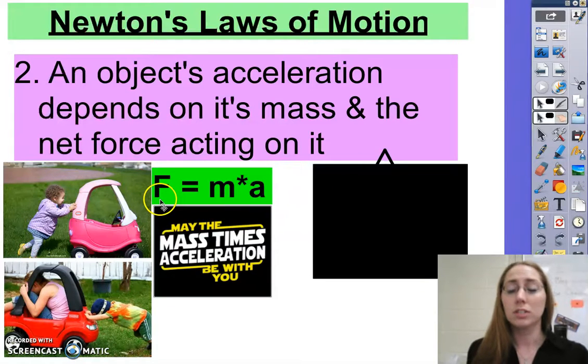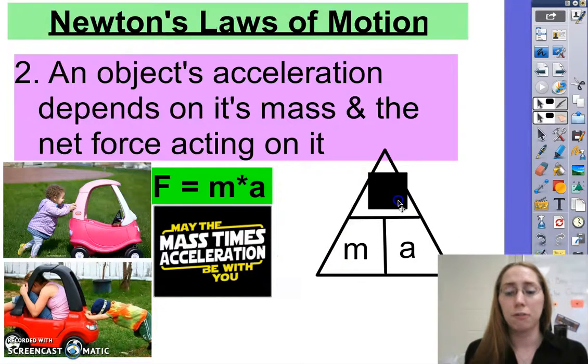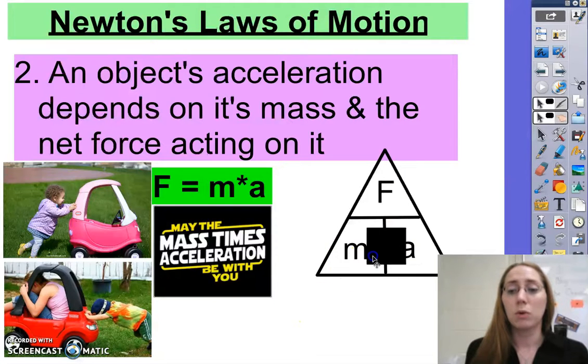And we can actually represent this in a mathematical formula. We show force, F, equals mass times acceleration. And just like speed, there's a handy-dandy little triangle to help us figure this out. If I want to know force, I cover force and I do mass times acceleration. If I want to know the mass of something, and I have the force and acceleration, I do force divided by acceleration. And if I want to know the acceleration of something, and I have the force and mass, I can do force divided by mass.